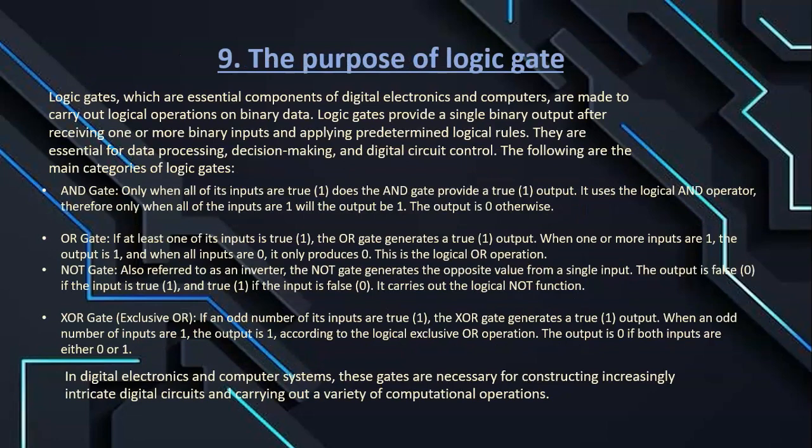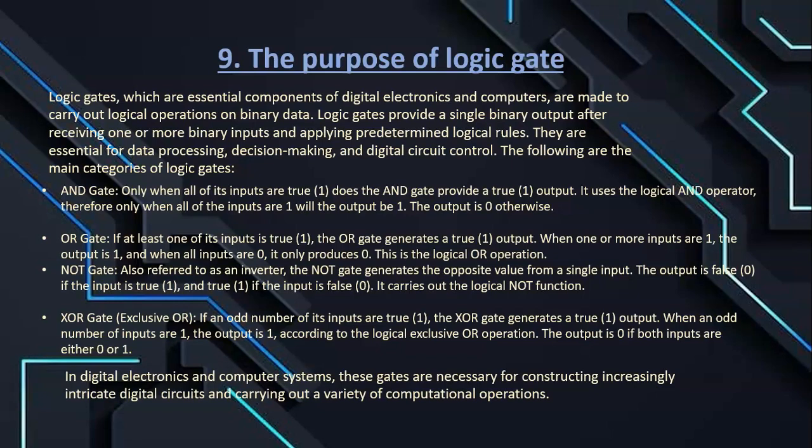The purpose of logic gates. Logic gates, which are essentially components of digital electronic computers, are made to carry out logical operations on binary data. Logic gates provide a single binary output after receiving one or more binary inputs and applying predetermined logical rules. They are essential for data processing, decision making, and digital circuit control.